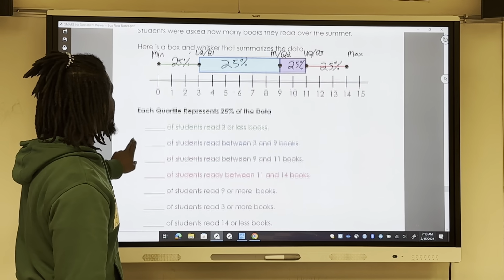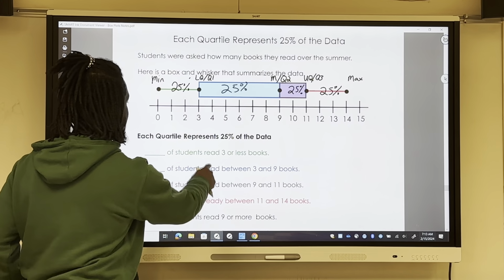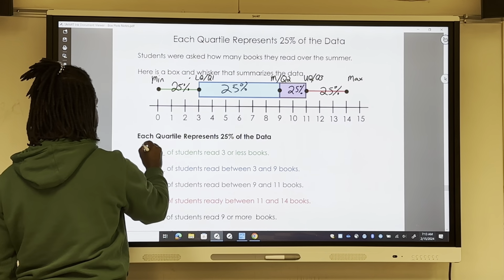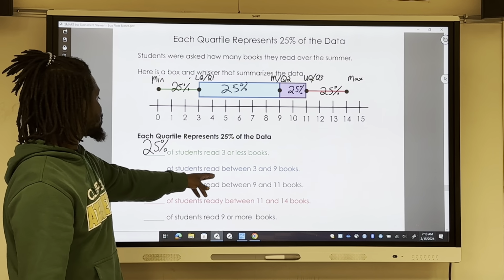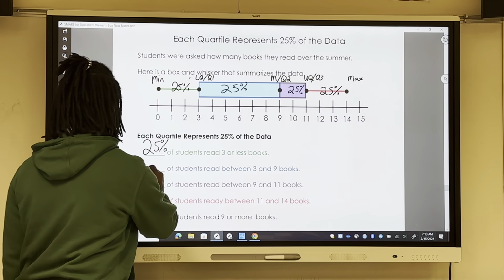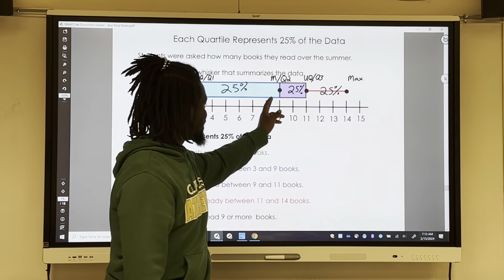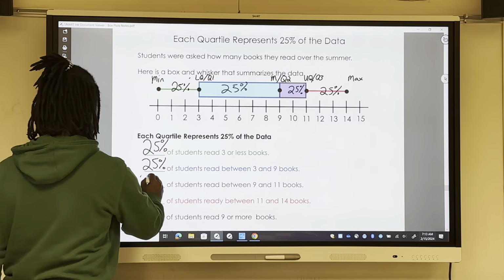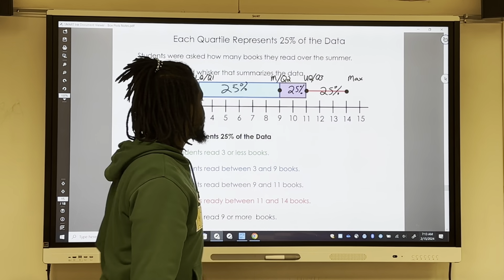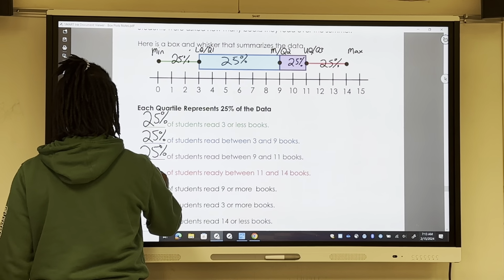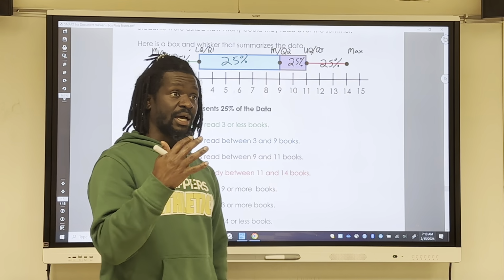So if I'm answering some questions, right? What percentage of students read 3 or less books? Well, 3 or less books is 25%, right? What percent of students read between 3 and 9 books? Again, 25% here, okay? The number of students between 9 and 11 books, another 25%. And then from 11 to 14, 25% again. So again, all of that makes up 100% of our data.